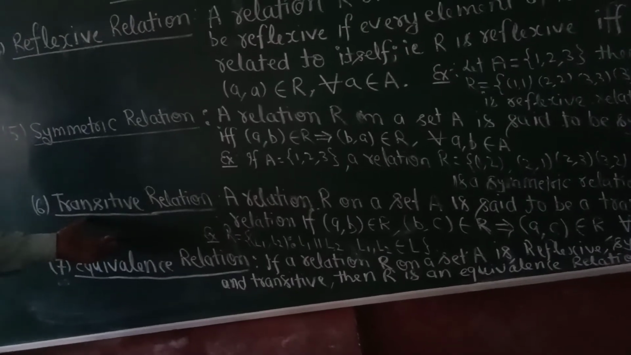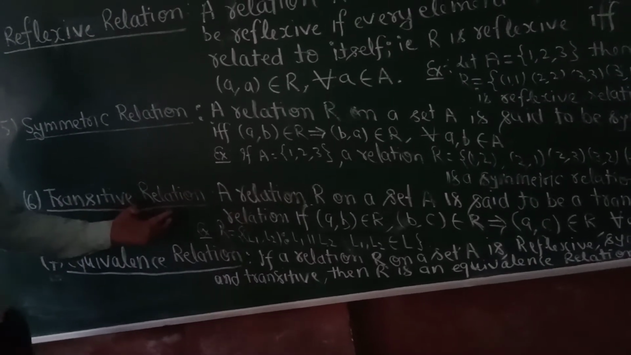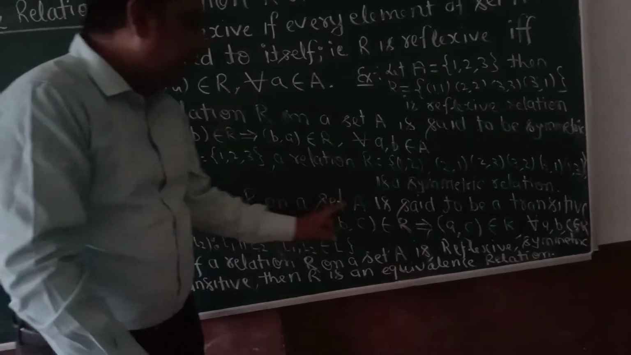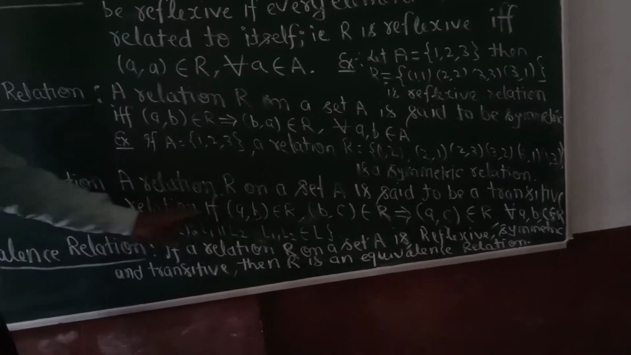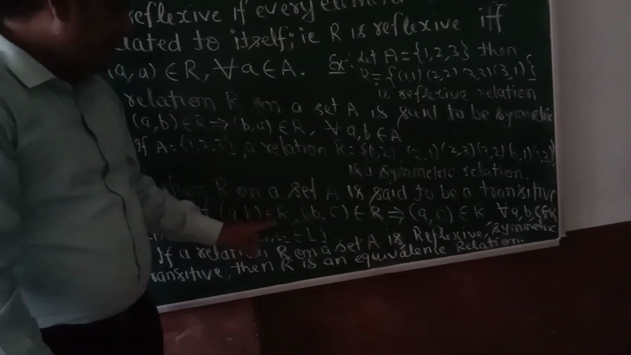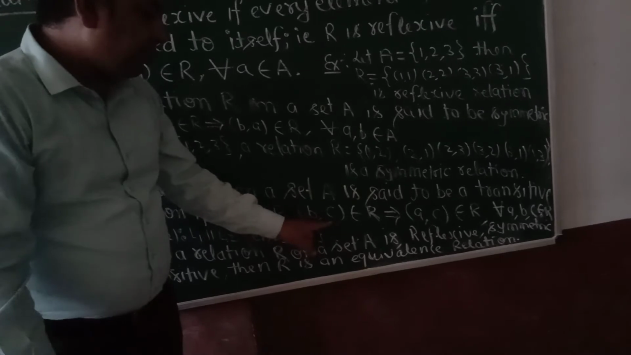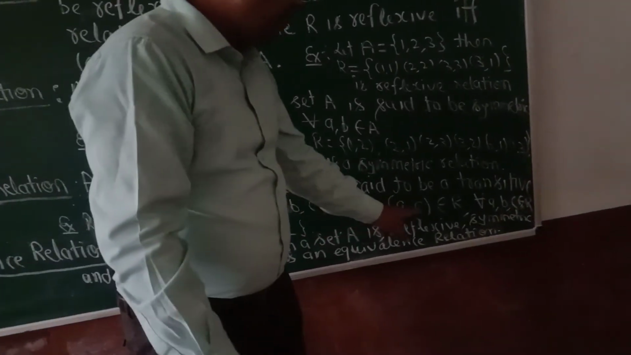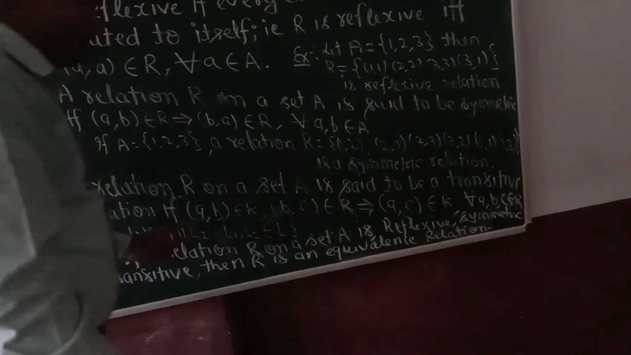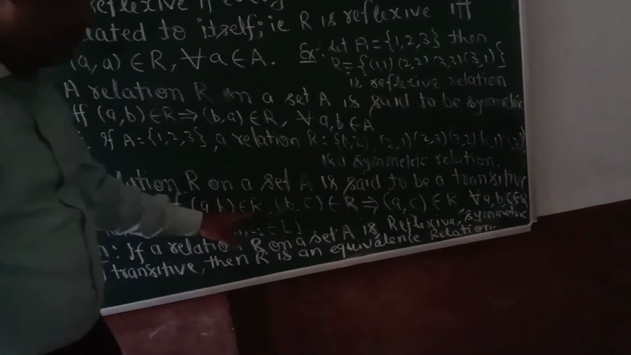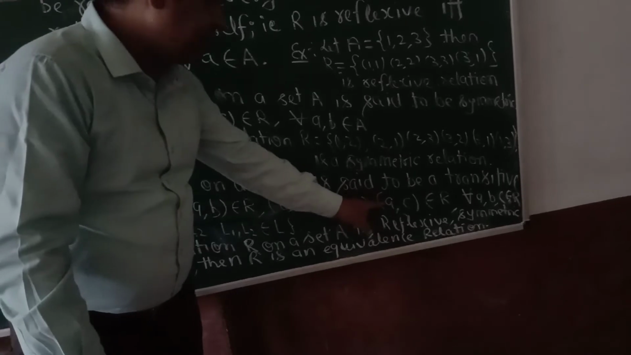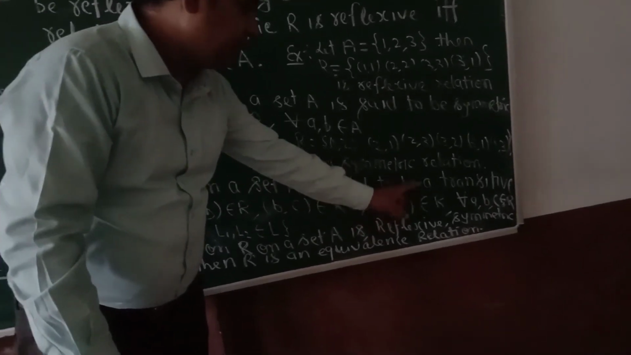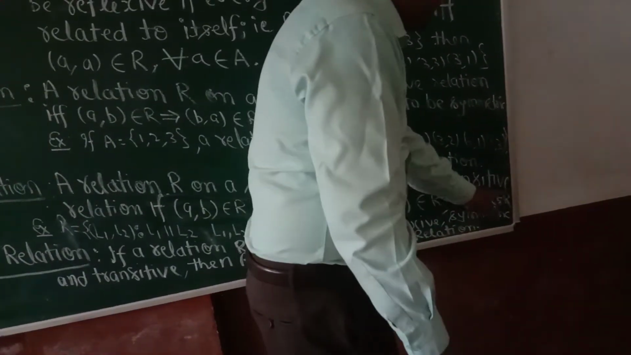Now the third relation is transitive relation. A relation R on a set A is said to be a transitive relation if (a, b) belongs to R and (b, c) belongs to R, this implies (a, c) belongs to R. First element, second element belongs to R. Second element, third element belongs to R. This implies first element, third element belongs to R, for all a, b, c belongs to A.